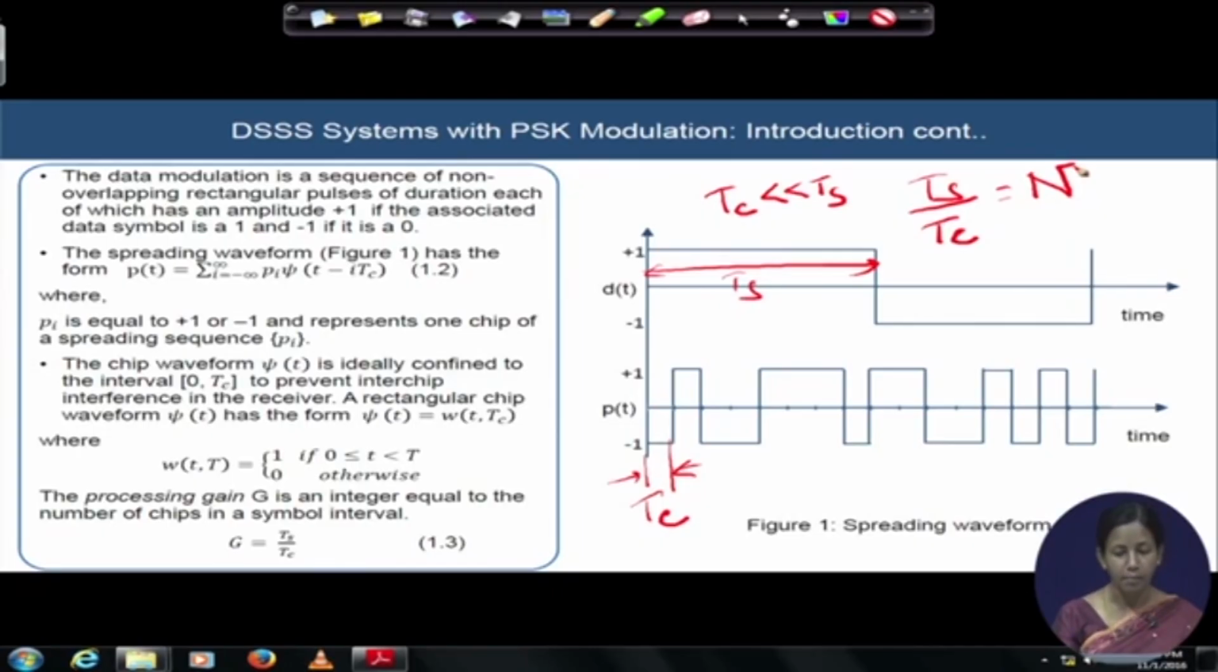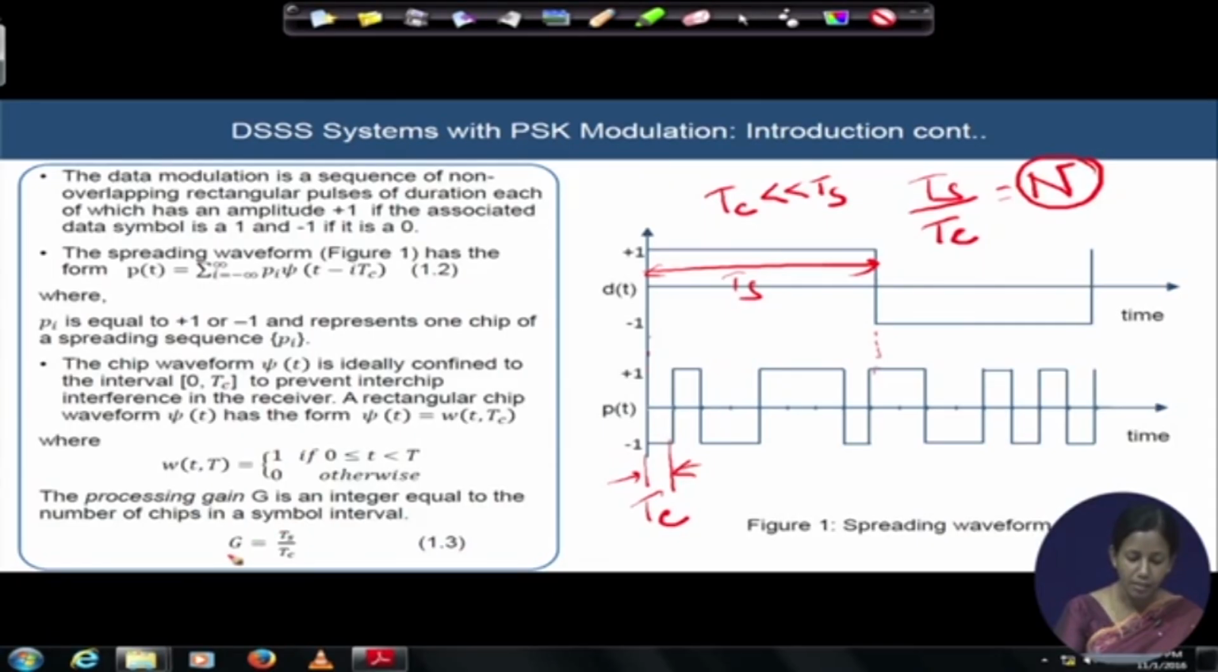To get the integer number, we usually keep one assumption that whenever the transition is happening for the data symbol and the chip symbol, they will be in sync on both sides of the data. If this is maintained, that the transitions will be in sync for both p(t) and d(t), then definitely you will get an integer number of chips inside the Ts. This number N, Ts by Tc, is a very important parameter in spread spectrum communication design. We usually call it the processing gain.